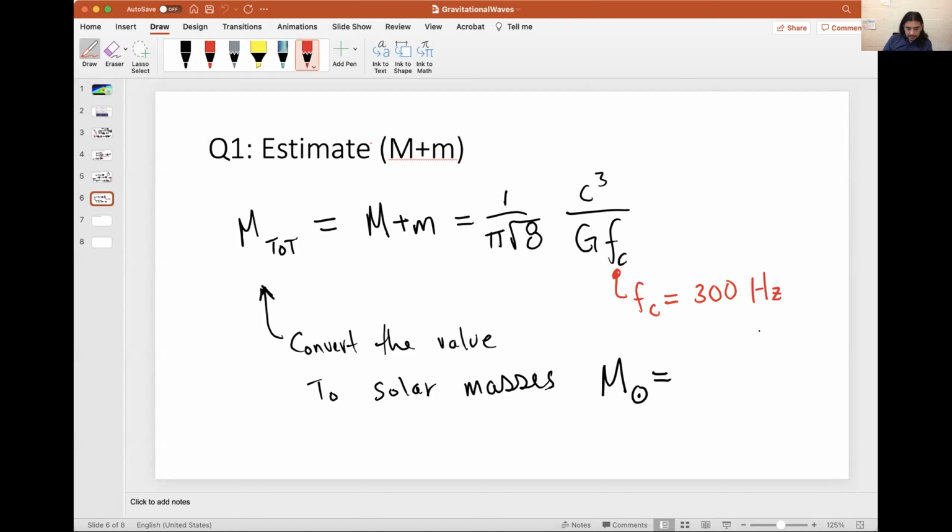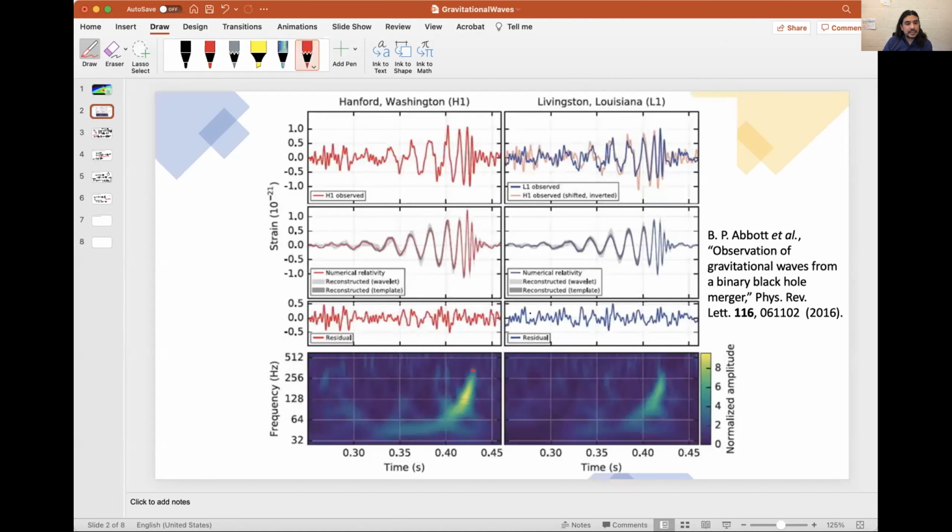Most of you got the correct answer, which is, in this case, close to 76 solar masses. Once you convert to solar masses, the total is 76 solar masses, just by estimating the masses based on this value right here, the 300 frequency that was read off this chart. Any questions about that?